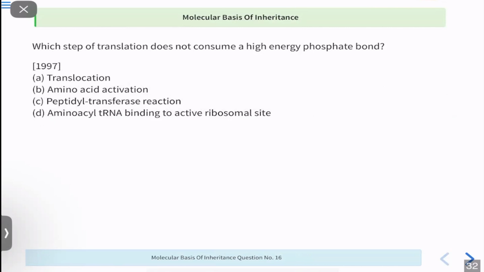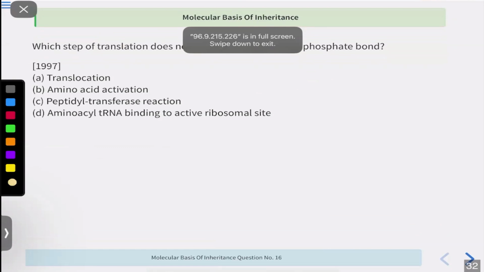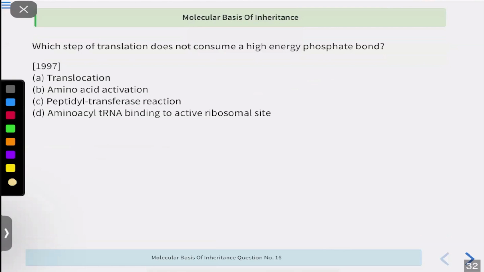Which step of translation does not consume a high energy phosphate bond? Okay. So, which step of translation does not consume a high energy phosphate bond, which is not anything different from your ATP, right? ATP is a high energy phosphate bond. Translocation. If you remember, translocation is definitely going to need an ATP. So it will need an ATP. Amino acid activation will also need an ATP.